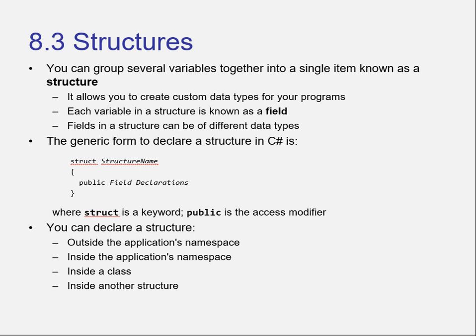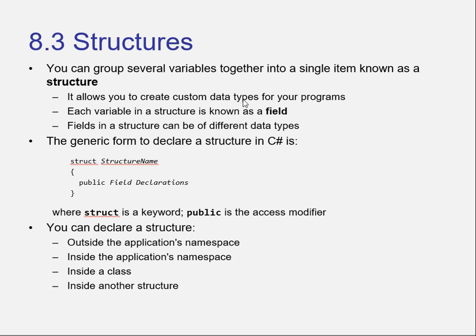All right, we're back to chapter 8. We're looking at structures. This is a new concept we haven't looked at before. And basically, with structures, you can group several different variables together into a single item known as a structure. It allows you to create custom data types for your program. So basically, you're creating your own data type rather than having a predefined data type that we've been using.